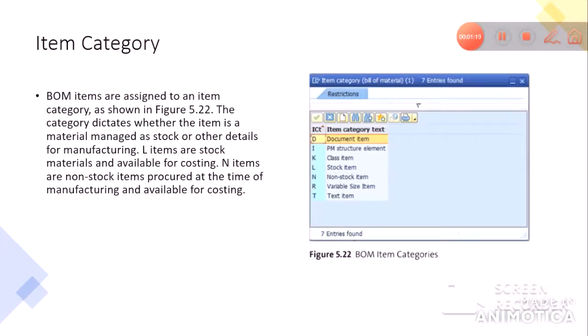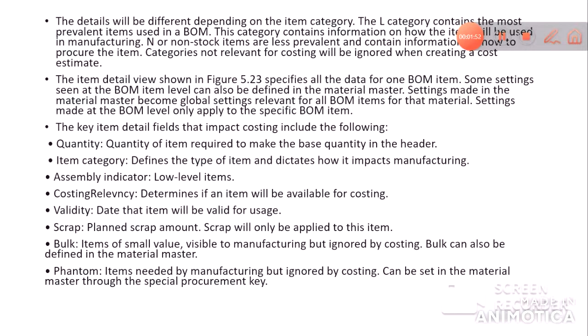Item category. BOM items are assigned to an item category as shown in the figure BOM item categories. The category dictates whether the item is a material managed as stock or other details for manufacturing. L items are stock materials and available for costing. N items are non-stock items procured at the time of manufacturing and available for costing. The details will be different depending on the item category.